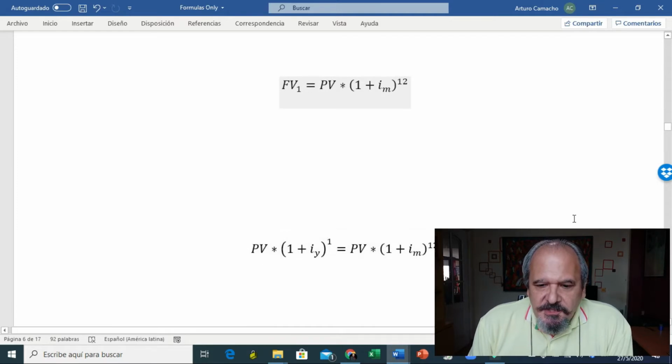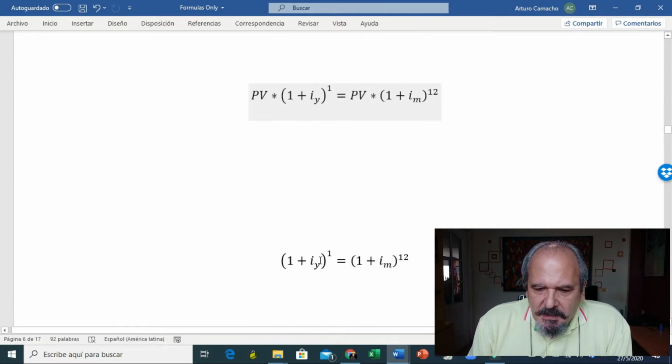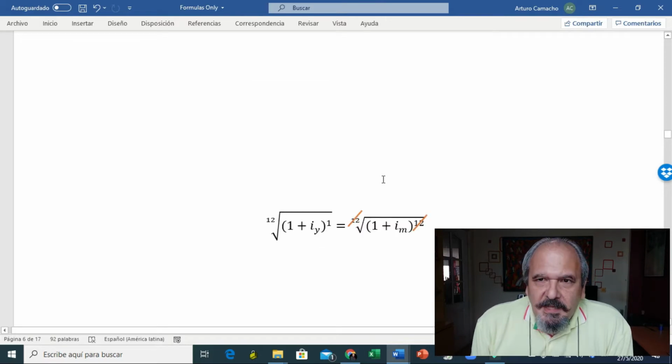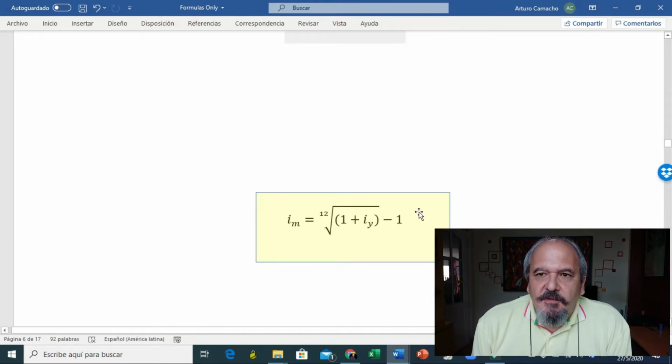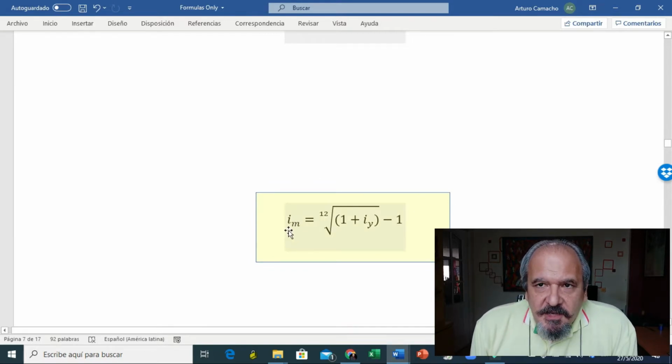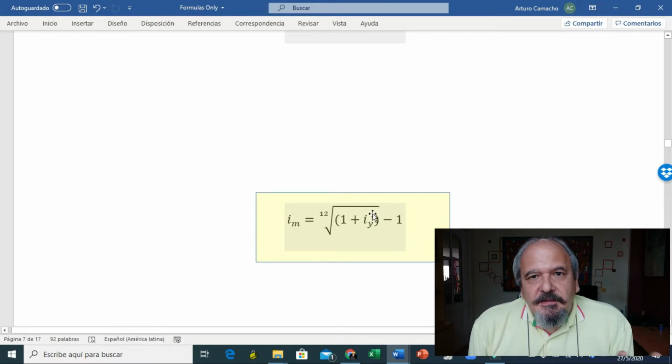So we obtain that 1 plus the interest of 1 year to the 1 is the same as 1 plus the monthly interest to the 12th. Then if we take the 12th root on both sides, this cancels out and we get 1 plus i sub m is the 12th root of 1 plus i sub y, which transforms into the formula we were looking for: the monthly interest equals the 12th root of 1 plus the yearly interest, all that minus 1.